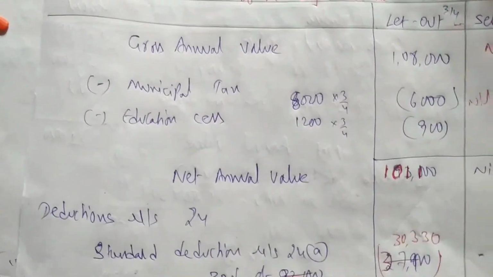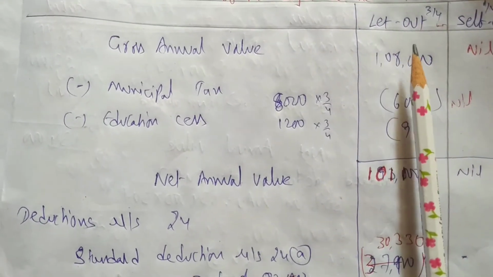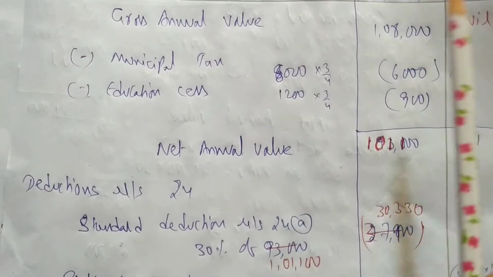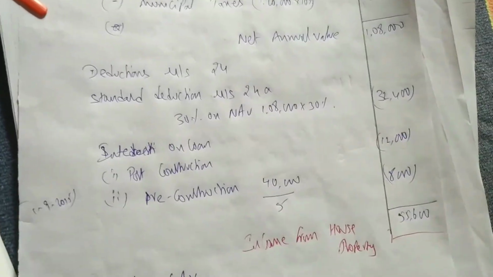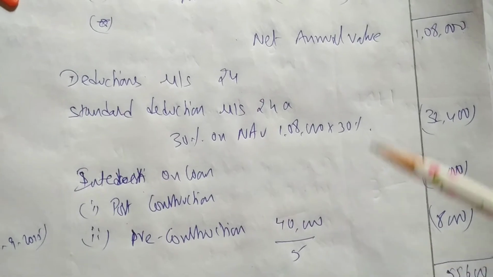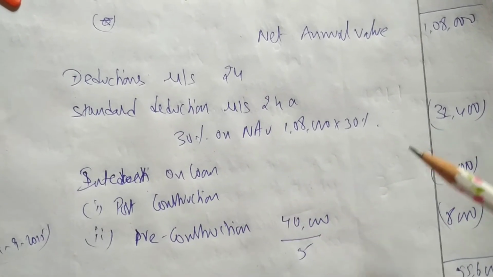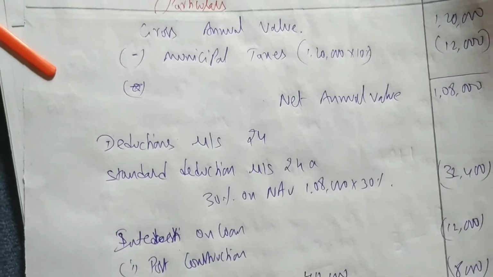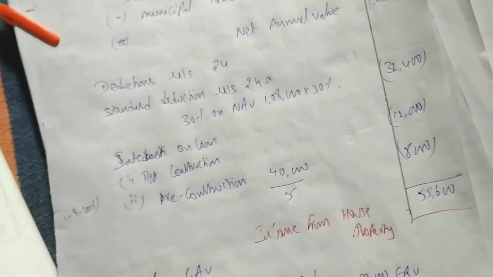What is the difference from the earlier problem? In the earlier problem, the entire building is divided into two portions separately. That's why we have done let out portion 3/4 separate and 1/4 separately. But in this problem, the entire building is given on rent up to 31st January 2020. After that, he is staying self-occupied. So 2 months, no need. Don't consider for 2 months.